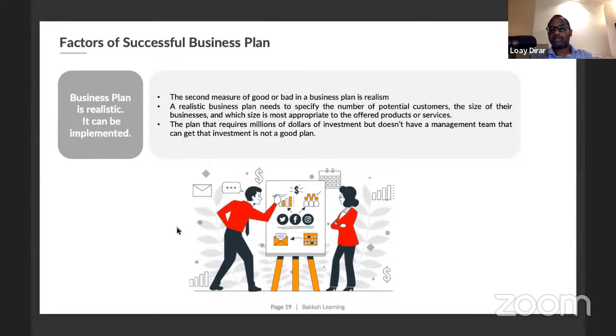A realistic business plan, we know, is going to help you to specify a number of factors, such as potential customers, the size of your business, and which size is appropriate to the offered product or service. So how are you going to attract your customers? And what kind of services are you going to develop? These are all questions you're going to ask from a business view. And a plan that requires millions of dollars of investment but doesn't have a management team that can get the investment is not a good plan.